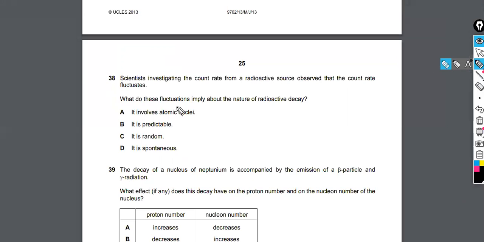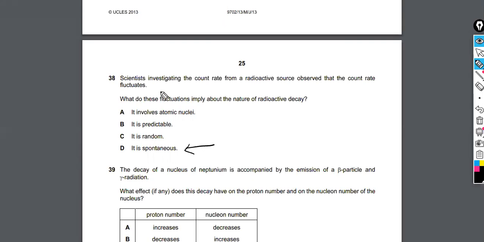It's certainly not predictable if it fluctuates. It involves atomic nuclei, I think is correct, but the fluctuations, this evidence doesn't imply that, right? And so it's either like it's random or spontaneous. So remember we said, what does it mean to be spontaneous? There are no external factors that can influence it. So they're just looking at it and they're saying, hey, the count rate is fluctuating. Does that mean that it's random or does that mean that it's spontaneous?